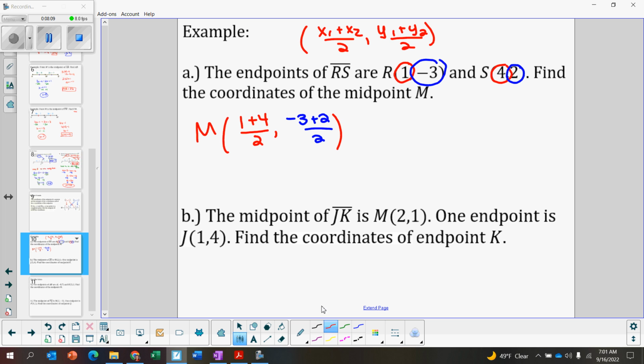And now I just have to simplify. So we have 5 over 2 and -1 over 2. And that's it. I don't have to turn them into decimals if I don't want. I could just leave it like that. All right. If you wanted to turn them into decimals, that'd be 2.5 and -0.5. Right? Either answer is fine.